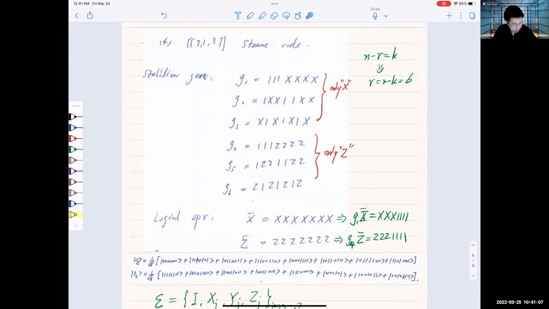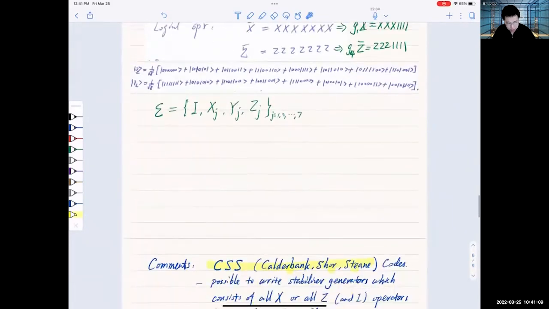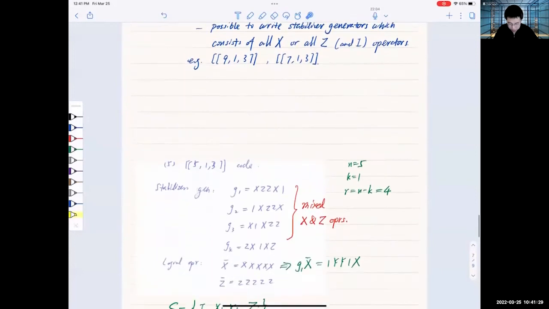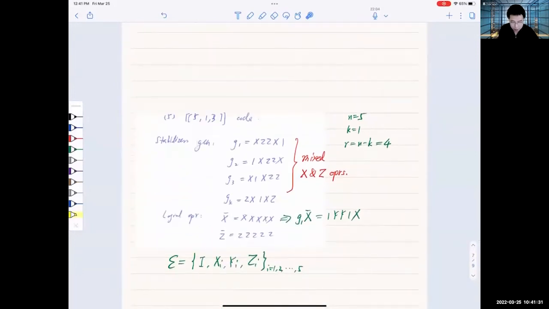And sometimes CSS codes are favorable because, in terms of logical operations, all the stabilizers and also logical operators consist simply of products of Pauli X and Pauli Z. It makes it easier to detect the syndromes and also easier to do quantum gates such as transversal gates. And now in the first homework problem, we actually have a 5-1-3 code, which is shown here.